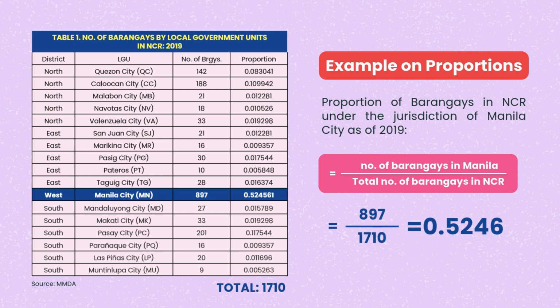This is because, generally, decimals and fractions are difficult to visualize. So the common practice to make proportions easier to understand is that we would convert them into a percentage.